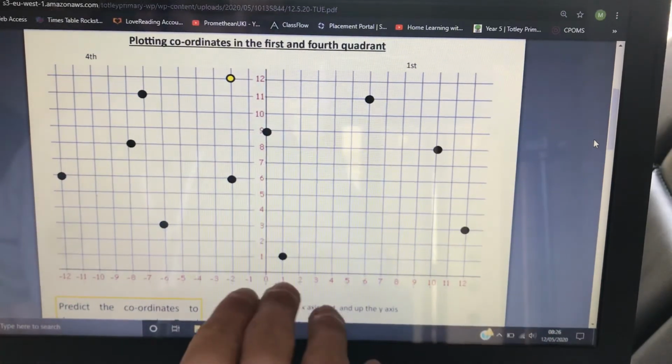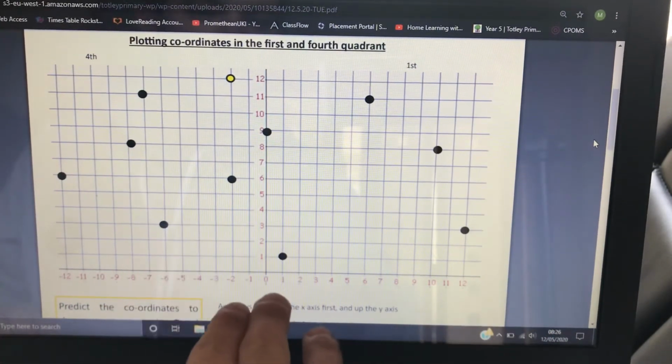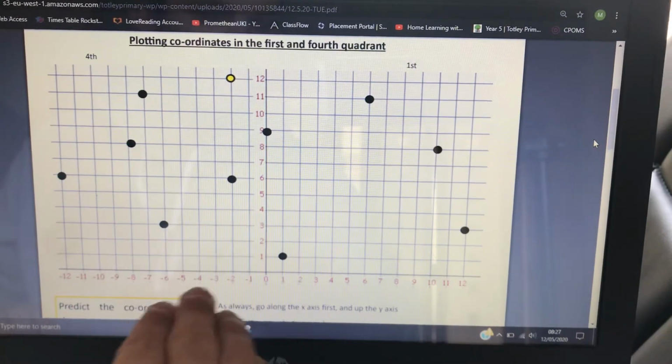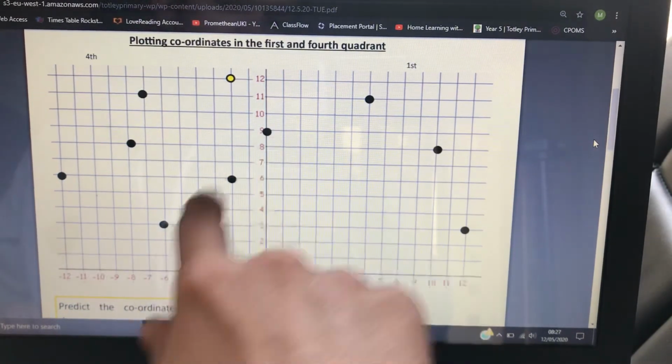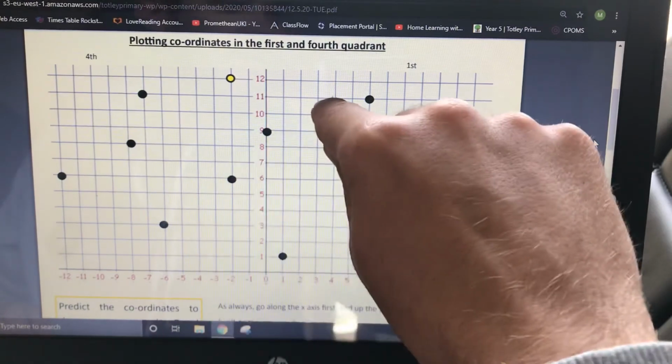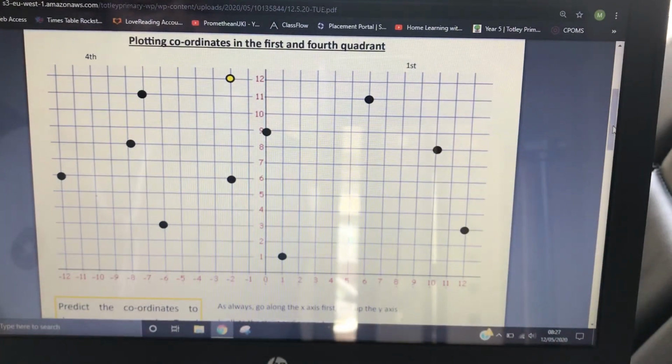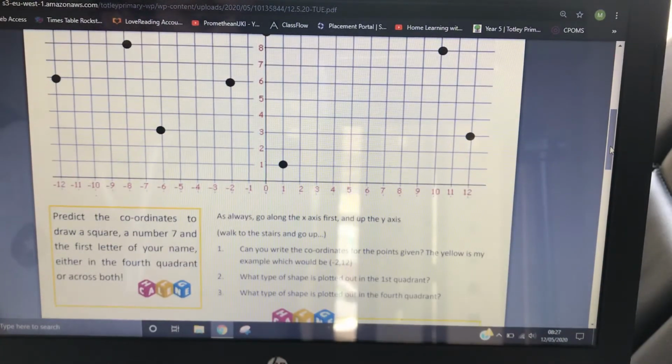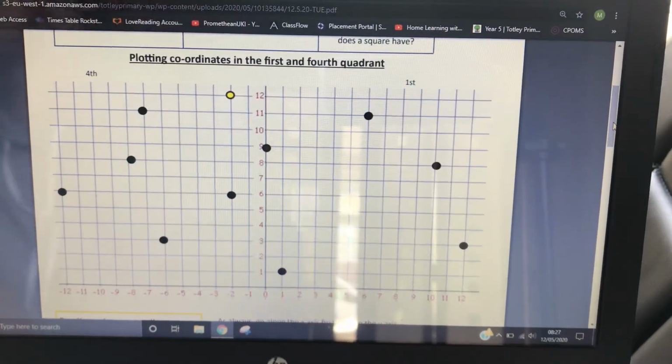Okay, so you might start at -4, 2, and then your next one might be 1, 9, and you draw it. You go across the y-axis. Okay, so have a go with those. Write down, obviously, predict them first, and then don't forget my trick from yesterday.